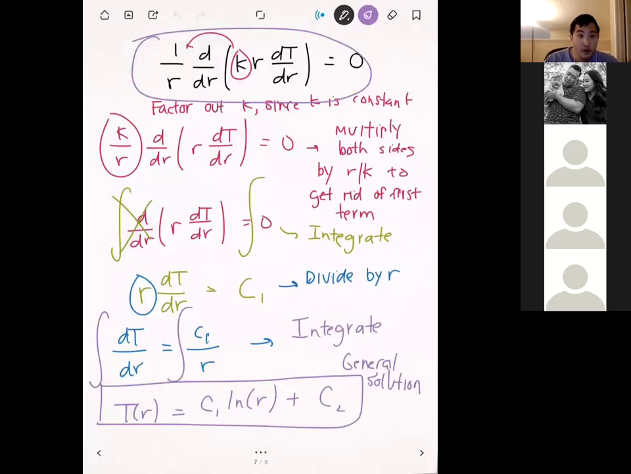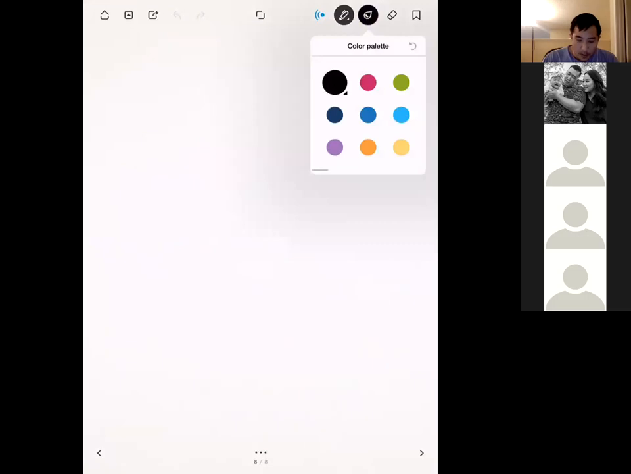All right. Any other questions on this before we start to apply the boundary conditions? Okay. Now that we have our general solution here, we need to solve for C1 and C2 in order to get our full solution.